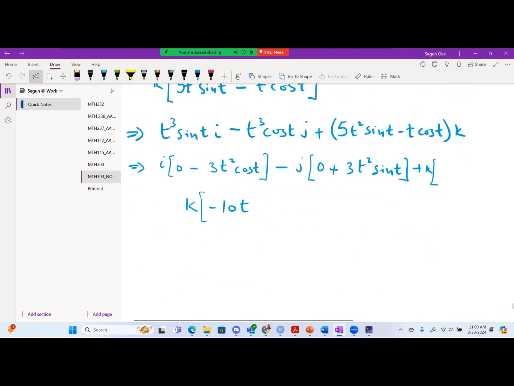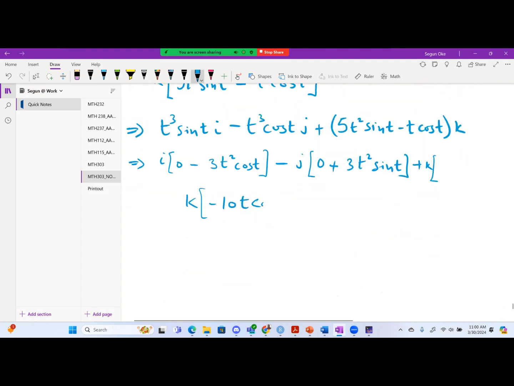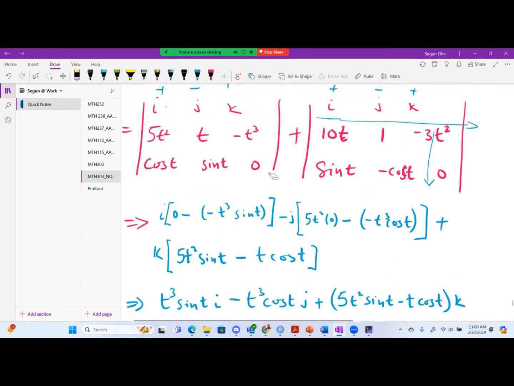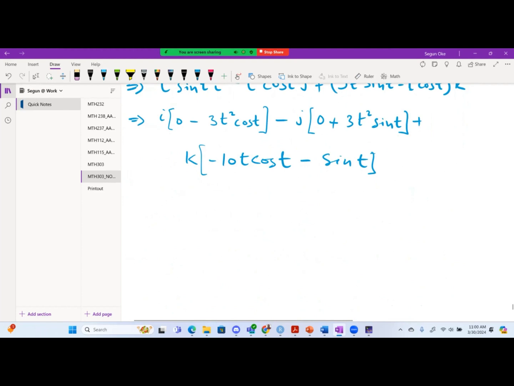cos t minus sine t. Let's see. Yes, minus sine t. 1 multiplied by sine will be sine. So you have this one. So in this case now, we can harmonize this one and add it together with the other one. So this will be what? Minus 3t squared cos t i.